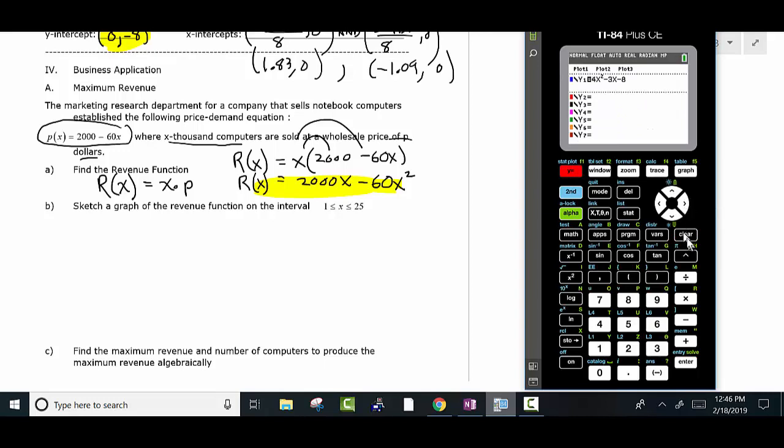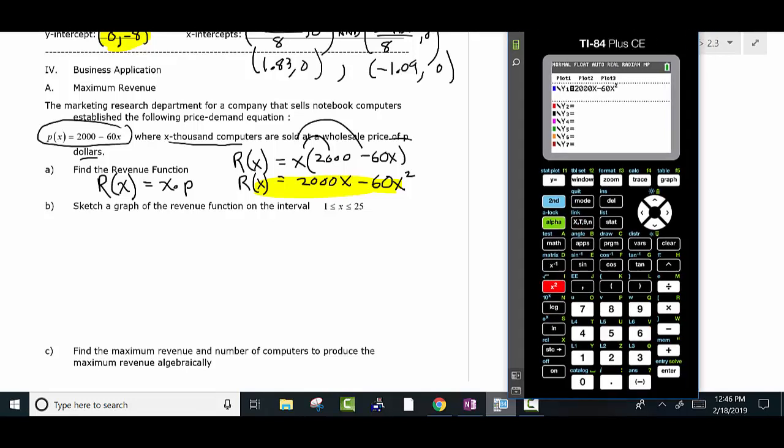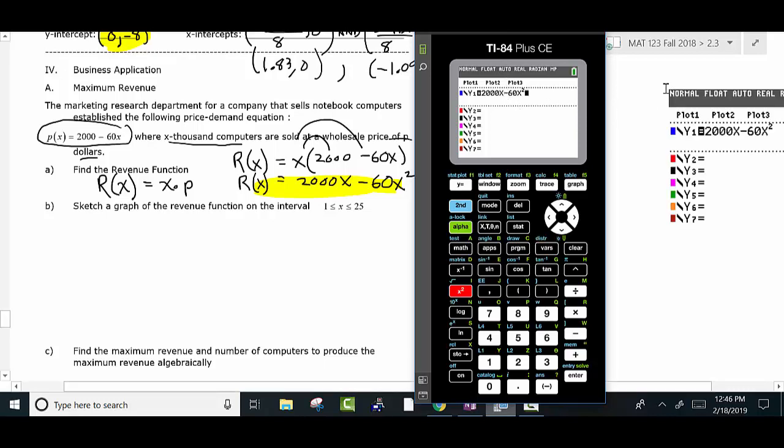So the first thing I'm going to do is, if you've got your calculator, just do this with me. We're going to go to Y1 and put in 2000x, then minus 60x squared. So you want to get that put in to begin with. Then we're going to have to figure out our window. Now, your job is to figure out the window. You have to learn how to do this. If you're into business, you've got to figure this stuff out.